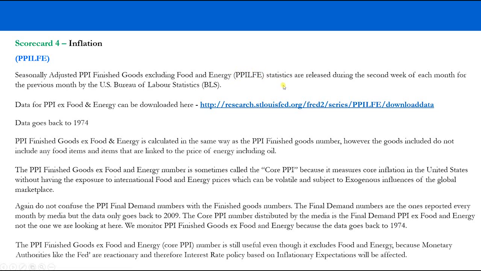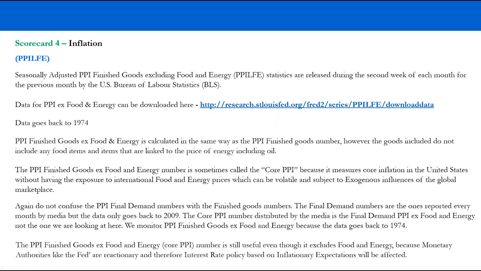And the ex food and energy business inflation stats, the PPI ex food and energy, they're released at the same time as the stats that include food and energy prices during the second week of each month for the previous month by the Bureau of Labor Statistics, the BLS. And when we move over to the spreadsheet, we'll be going to this link here, to the St. Louis Fed again, to download the data. And you can follow this link at any time to download the data yourself.